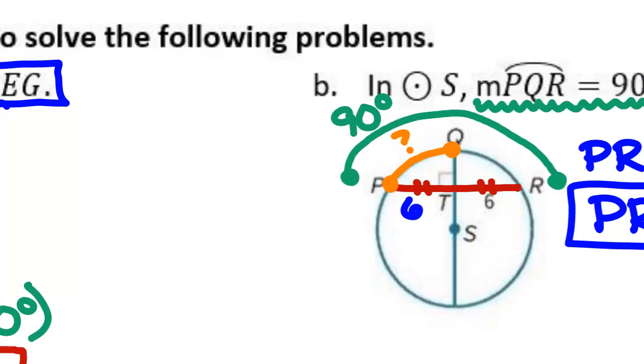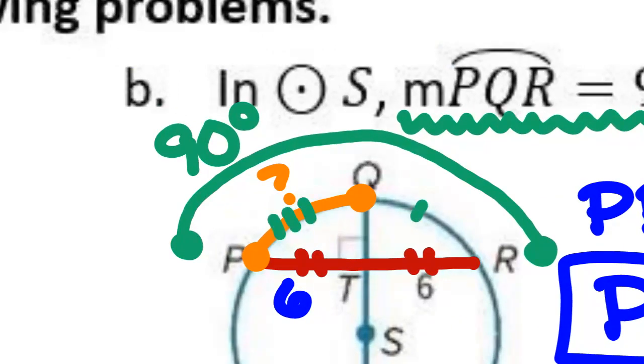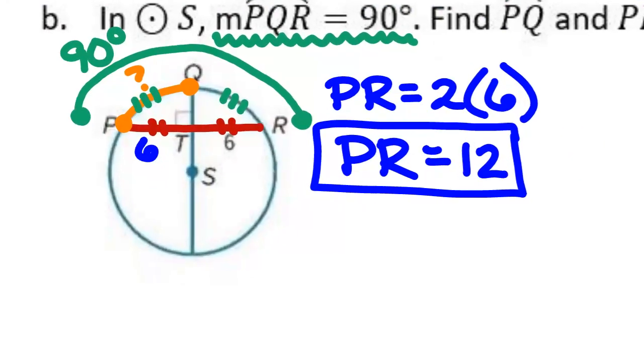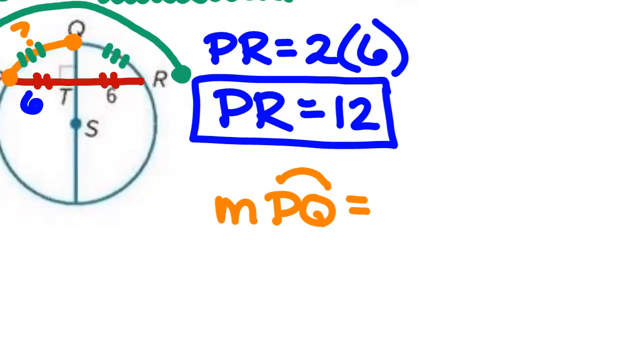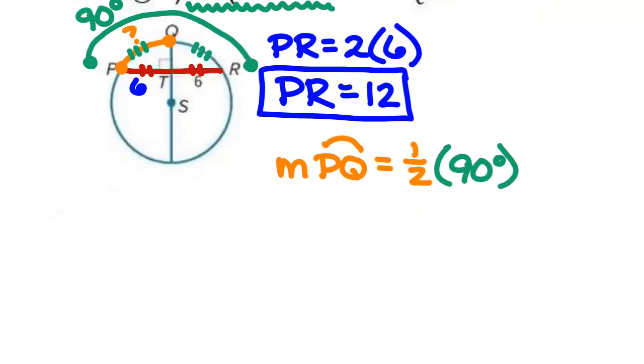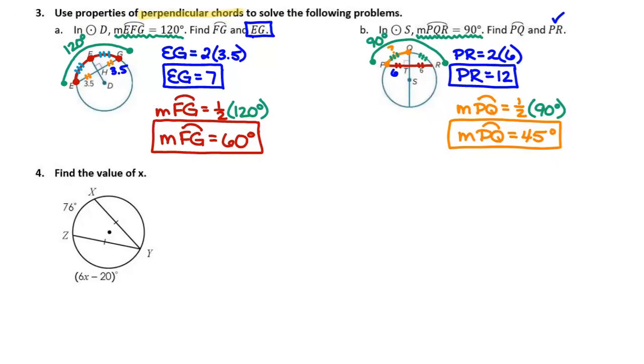What is that diameter doing to that arc? Cutting it in half, it's bisecting it. So if I wanted just the measurement of arc PQ, what would I need to do to figure that out? Divide by 2. I need half of 90 degrees. What is half of 90 degrees? 45. So the measurement of arc PQ is 45 degrees. Absolutely beautiful work so far, yes.